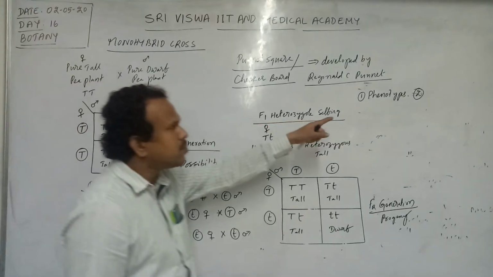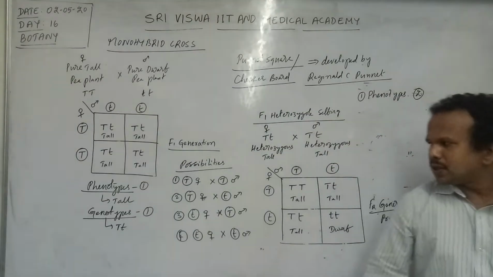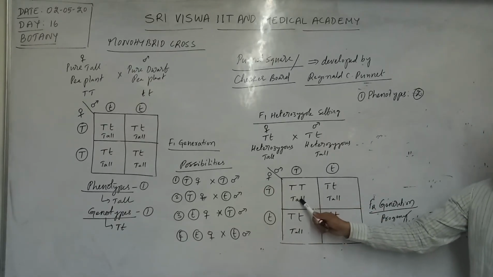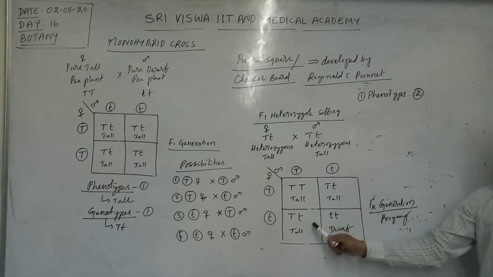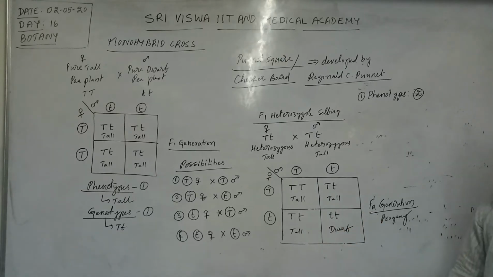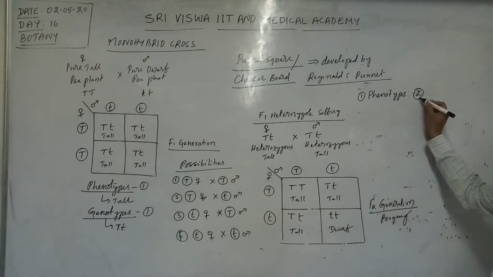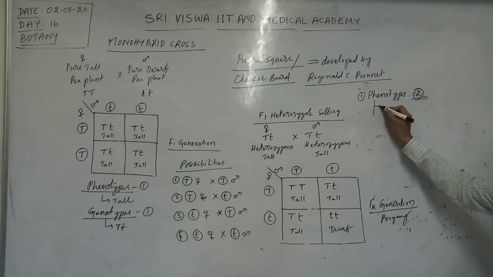Then coming to the F2 generation: first combination leads to tall, second combination leads to tall, third combination leads to tall, but the fourth combination leads to dwarf. So here the most important point: how many types of phenotypes are formed here? Two types. What are they? Tall and dwarf.